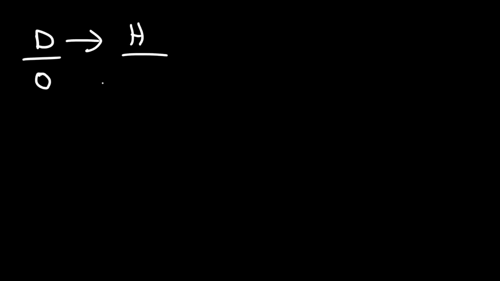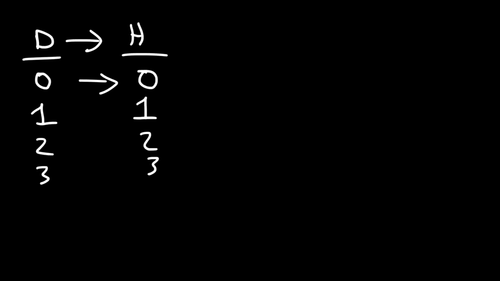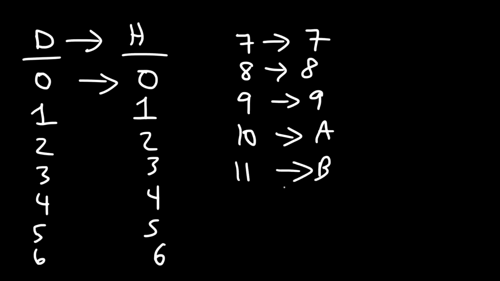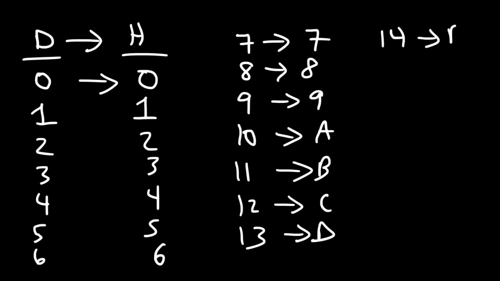A decimal value of 0 corresponds to 0 in the hexadecimal system. 1 corresponds to 1, 2 corresponds to 2, and so forth, all the way to 9. So 7 corresponds to 7, 8 corresponds to 8. Now once you get to 10 in the decimal system, that's A in the hexadecimal system. 11 corresponds to B. 12 corresponds to C, 13 corresponds to D, 14 corresponds to E, and 15 corresponds to F.